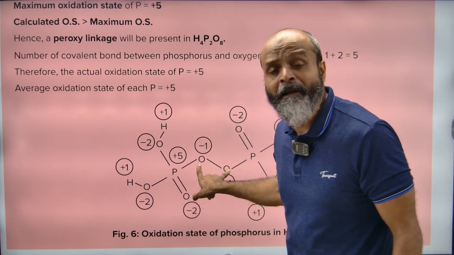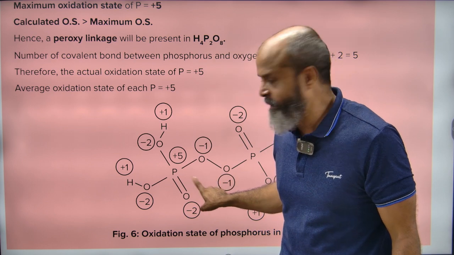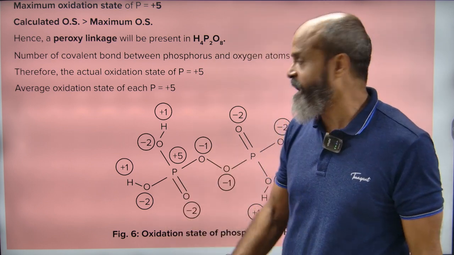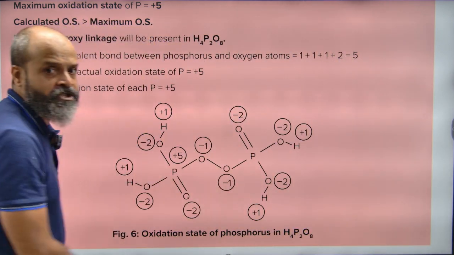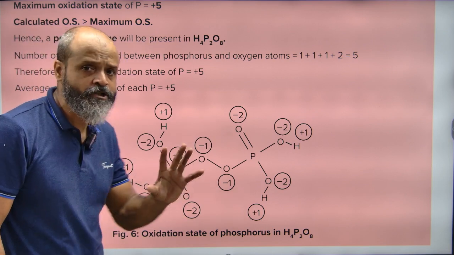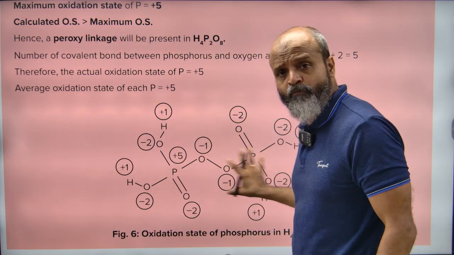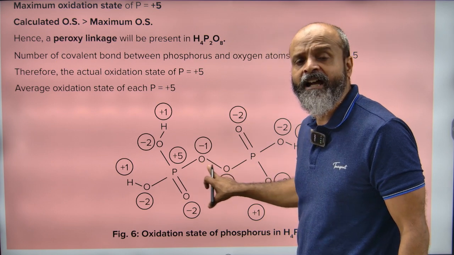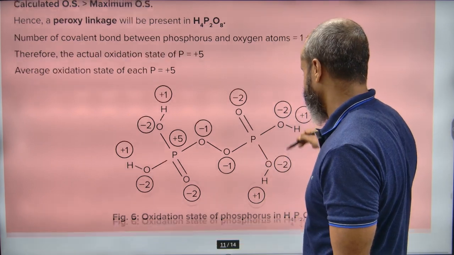So what do we do? We place these 2 oxygens in between. We place a single bond with them, and obviously phosphorus will have +1 because of this. Since this is a peroxy linkage, or rather a single bond, this will give +1. So the oxidation state of phosphorus is now +5 for both of them, and here in between we have a peroxy linkage. That's how we are going to adjust the peroxy linkages.